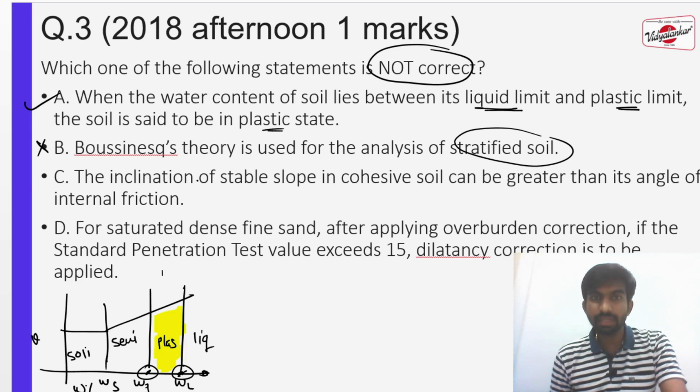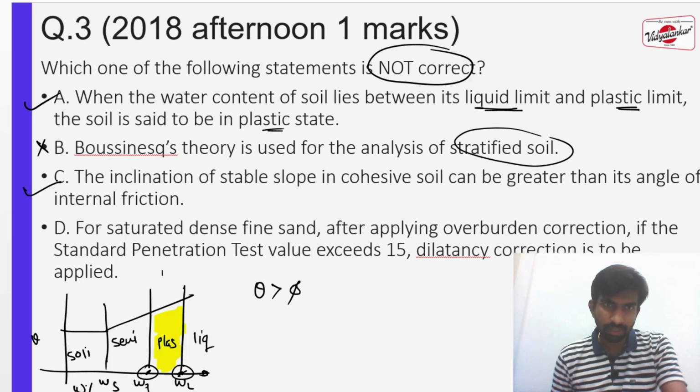Third one is given as: the inclination of stable slope in cohesive soil can be greater than angle of internal friction. So basically it is a true statement that theta value is greater than the friction value phi. तो ये भी आपका correct statement है.